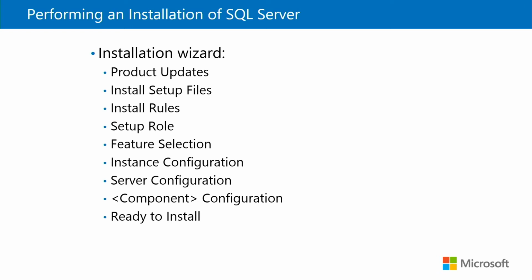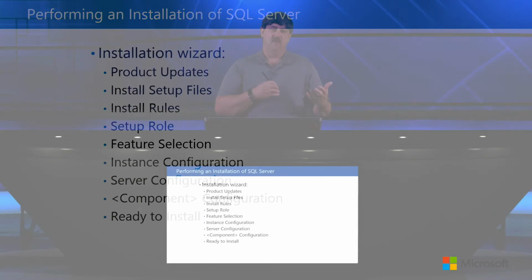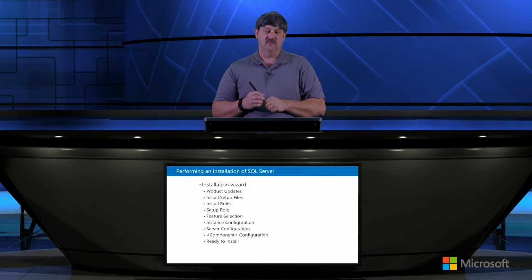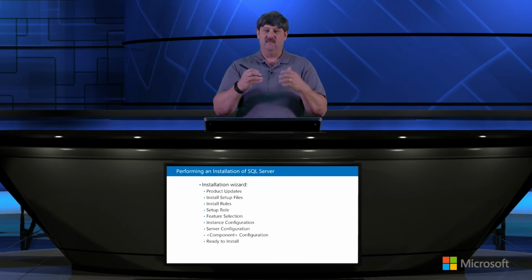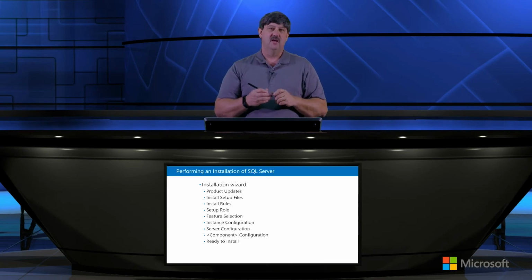This is where we define the instance name, whether we want to use the default instance or a named instance, and what settings we want for the instance. And then we get to the server configuration, which in my opinion should be service configuration. That's where you define the accounts and passwords for each of the services, and the startup configuration for each of the services. Then you get to each of the components. Again, this screen is going to be dependent on the features that you configured previously, and that allows you to configure each of the individual feature components.